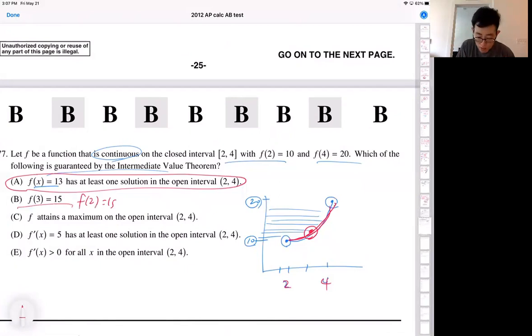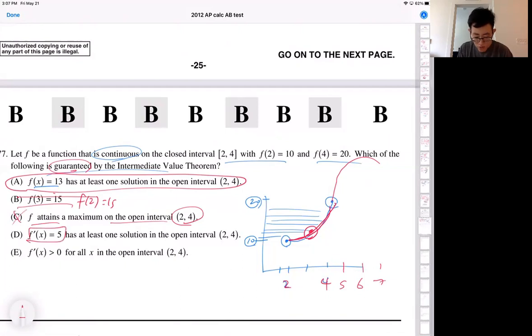It could be possible. We're talking about which of the following is a guarantee, which of the following is a must situation. B is conditional. B is like a could be or not. It doesn't really have to happen. F attains the maximum value in the open interval at 2, 4. So you never know if it's going to have a maximum value. What if you have higher values beyond 4, 5, 6, 7? Like you have higher values coming upwards. You never know. So C is still very up in the air.